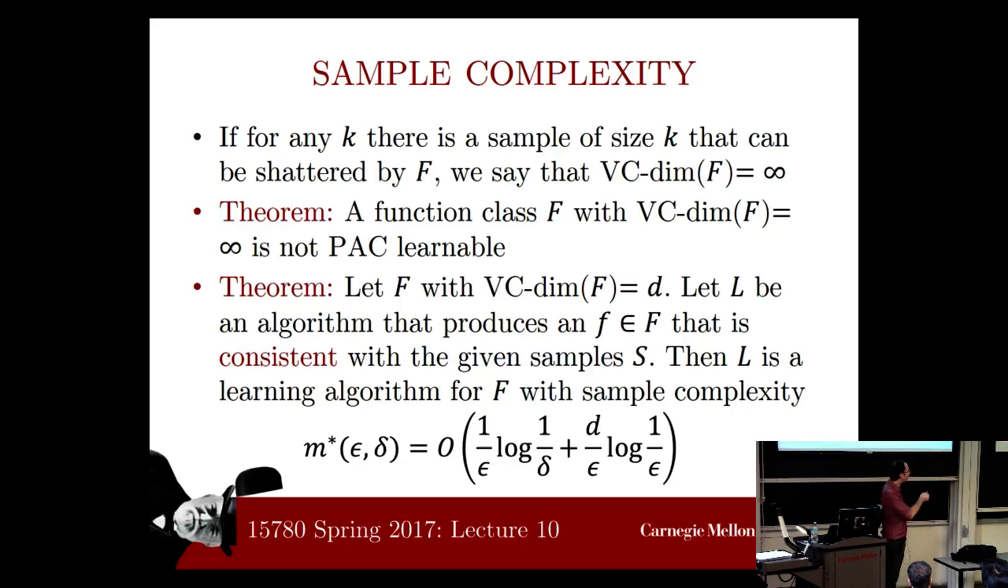And moreover, its sample complexity, the value of m star depending on epsilon and delta, is O of 1 over epsilon log 1 over delta plus D over epsilon log of 1 over epsilon. One thing to note here is that this is linear in D. It's also linear in 1 over epsilon and logarithmic in 1 over delta. But the dependence on D, on the VC dimension, is really good. It's a linear dependence on the VC dimension.